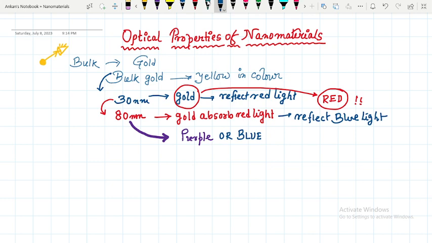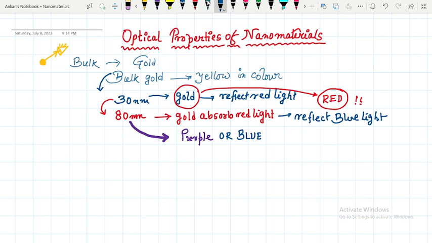But what physical property controls this interesting behavior of the nanoparticles, and how can we classify them on the basis of color?